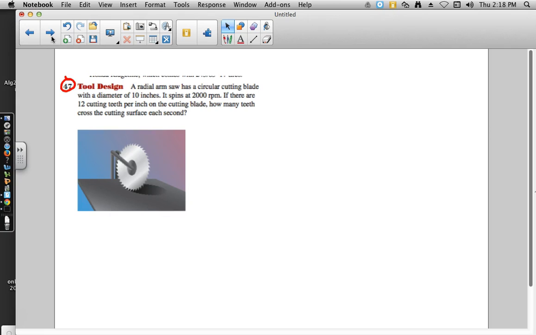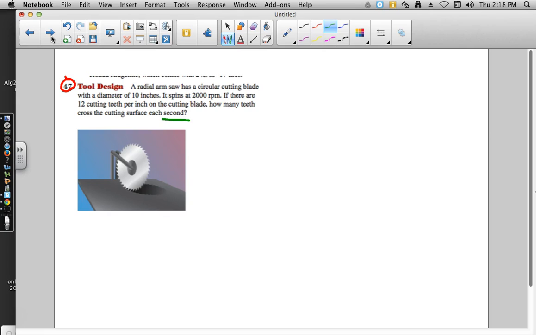Next one up is number 47, and number 47 has a radial arm saw that has a circular cutting blade with a diameter of 10 inches, and it spins around at 2,000 RPMs. If there are 12 cutting teeth per inch on the cutting blade, how many teeth cross the cutting surface each second? There it is. So what are we doing? Well, we're trying to figure out teeth. So let's see what we know.